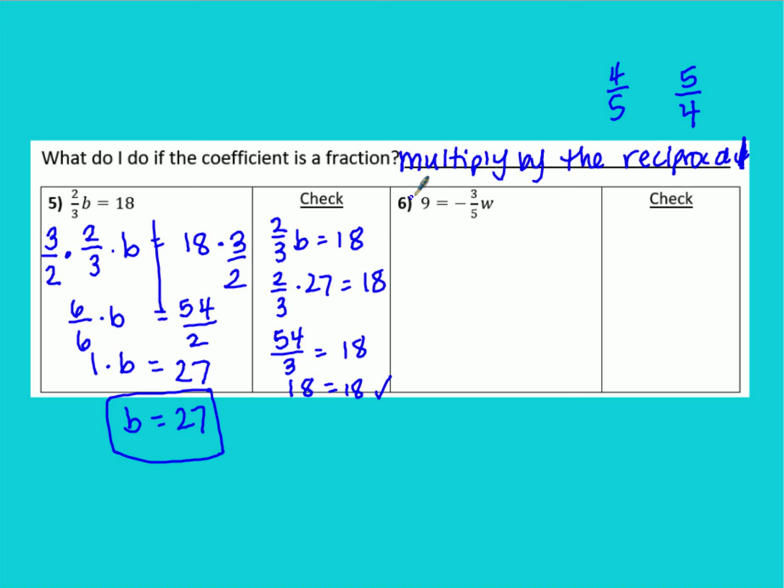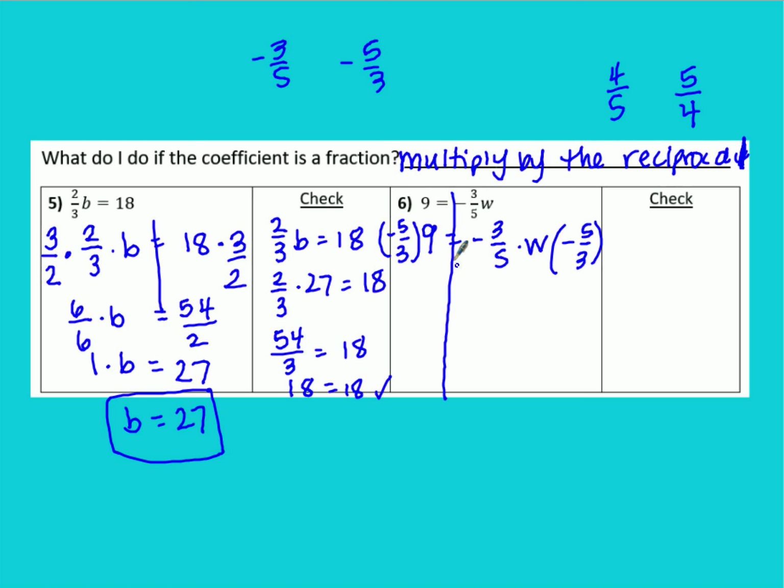In this next example, example 6, we have 9 equals negative 3/5 times w. So in this case, our coefficient is negative 3/5. So the reciprocal of negative 3/5 is going to be negative 5/3. So that negative sign has to stay with this. Okay, so we just flip it, but it's still negative. So I'm going to be multiplying by negative 5/3 on both sides. And I'm just putting it in parentheses to keep track of that negative sign.